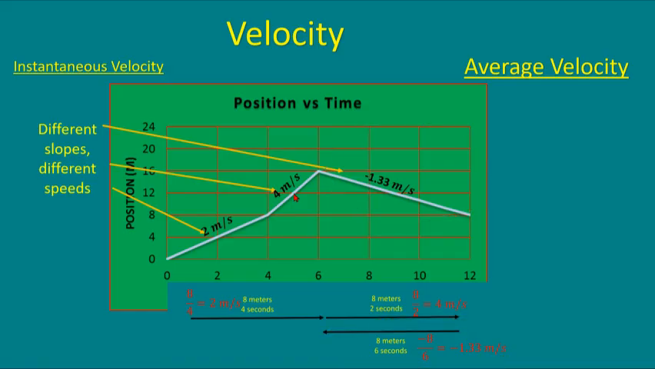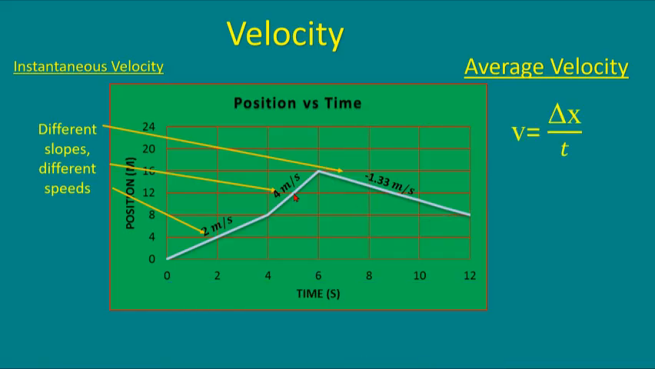Now, average velocity is where you just take how far has the position changed, the displacement, and divide it by how much time has gone by.